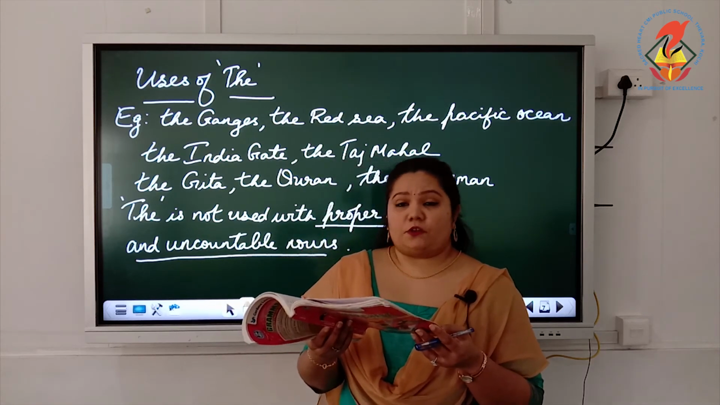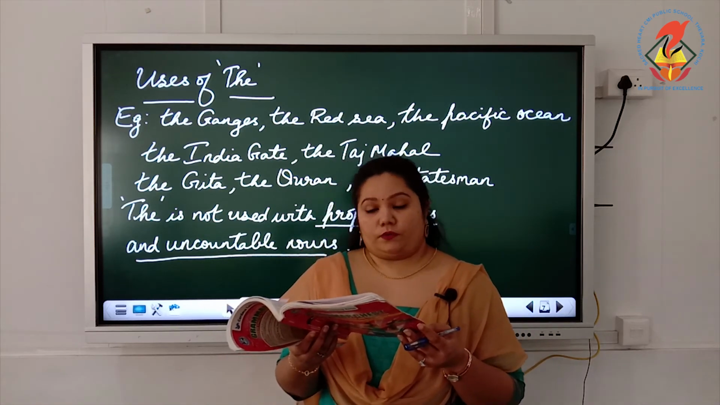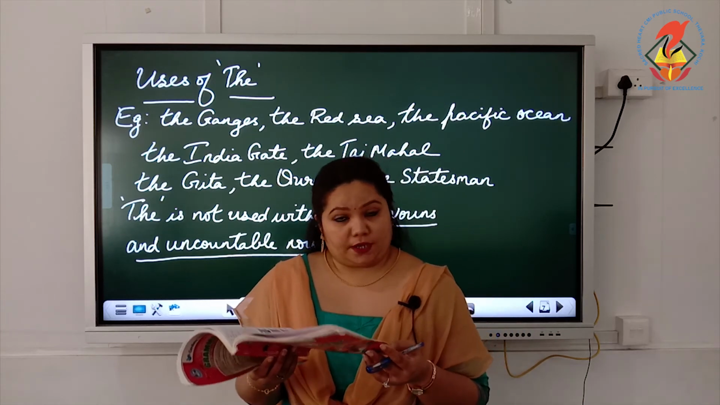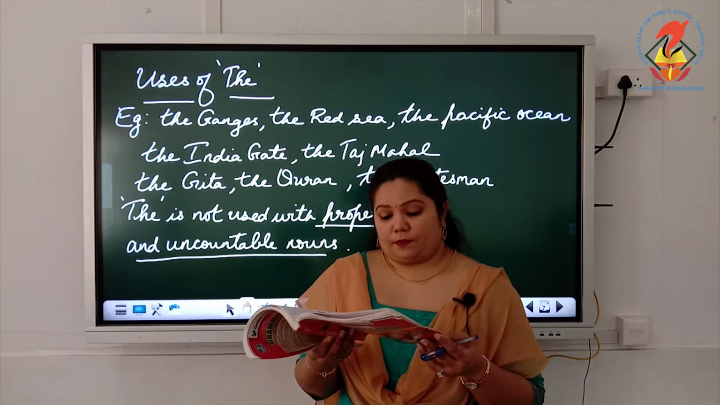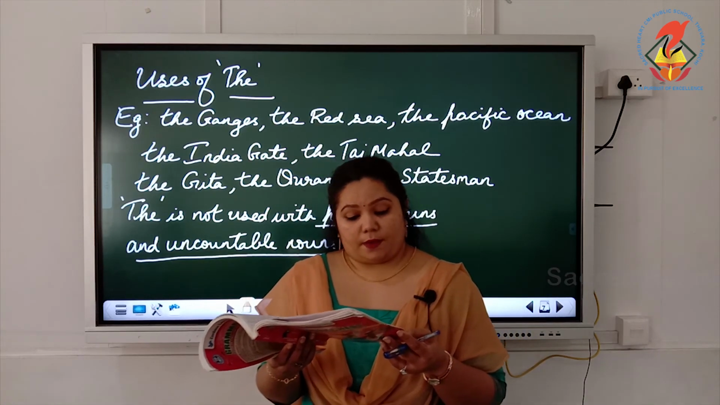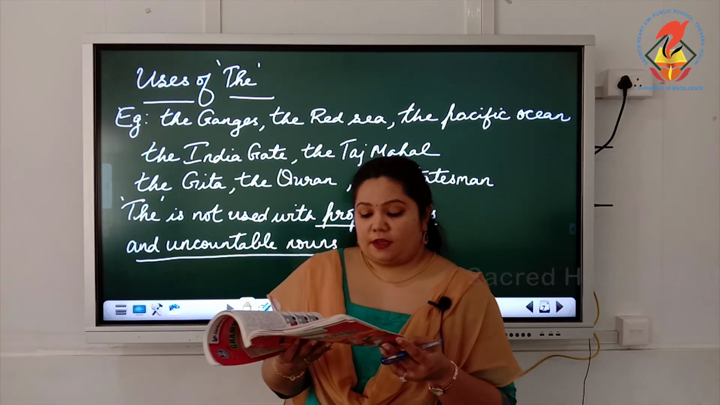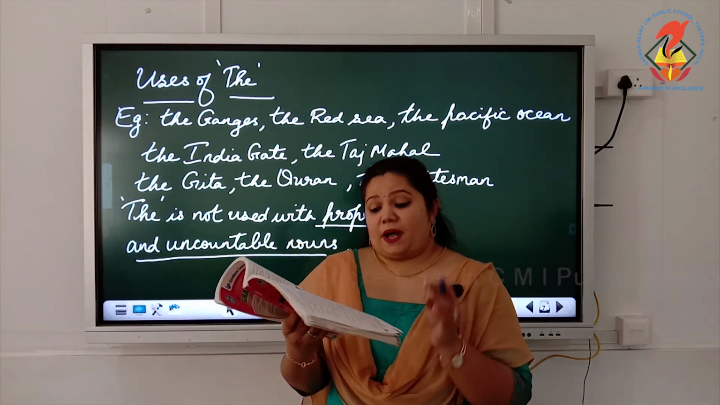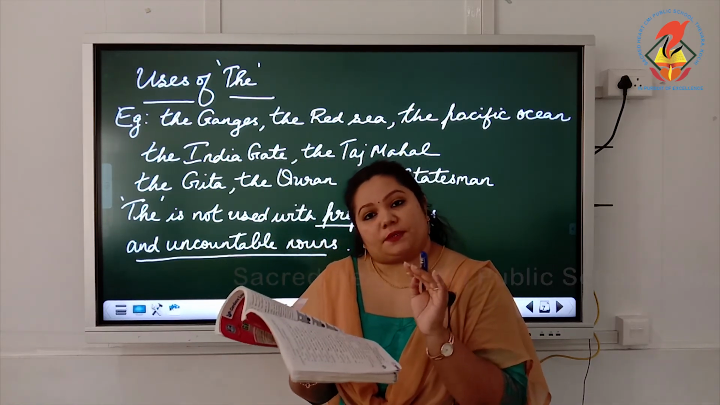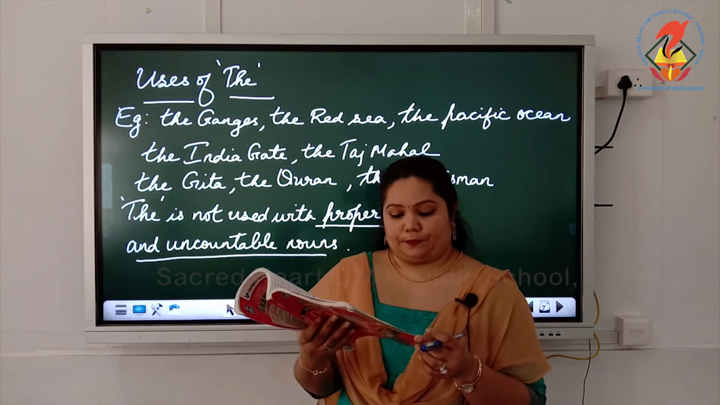I need sugar for making tea. We don't require an article with sugar, but please pass me the sugar in the jar. Here, one is talking about the particular sugar which is in the jar. Hence, we say, please pass me the sugar which is kept in the particular jar.